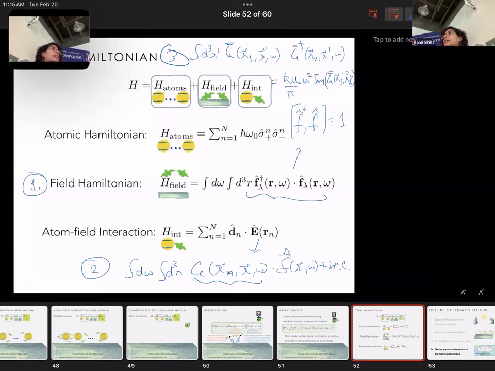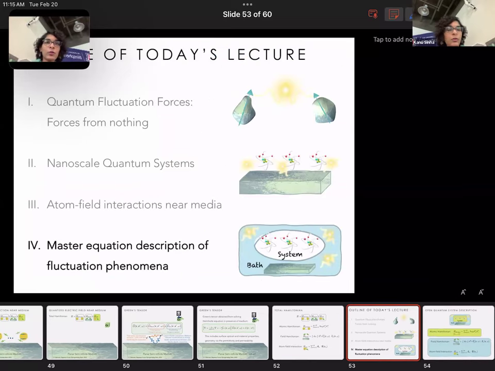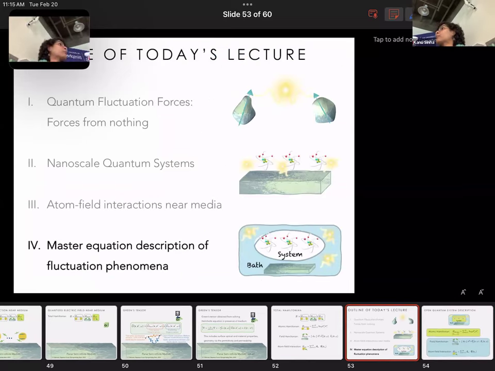And having established that, we can now do our atom-field interactions as we normally would without any surface. So what we can proceed to do, how much time do I have? Probably not enough to, okay. So in that case, I think I will take questions at this point.